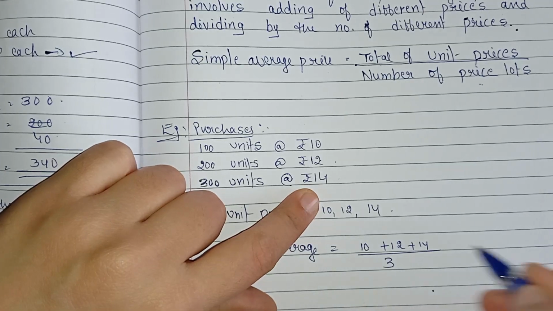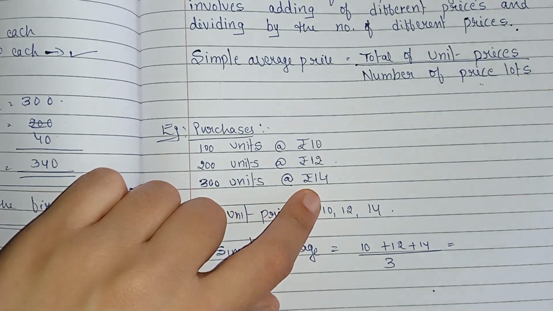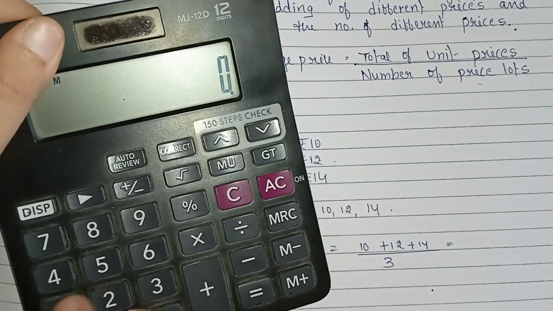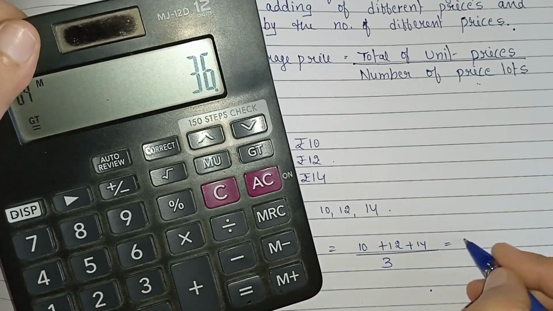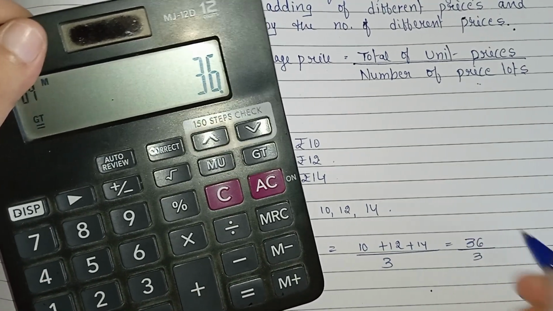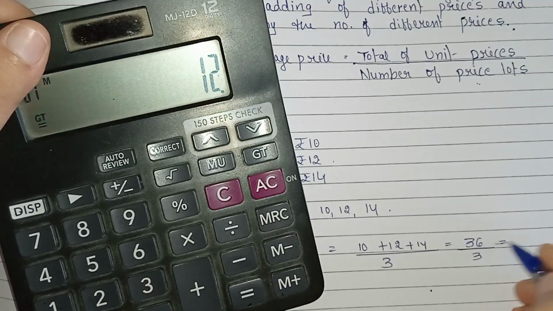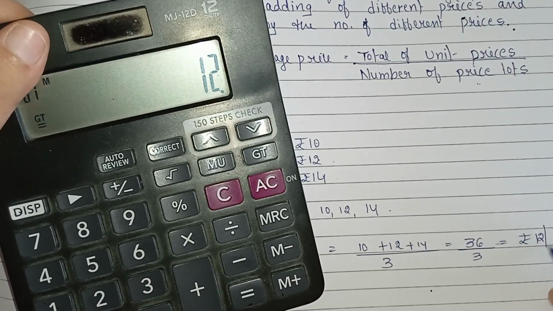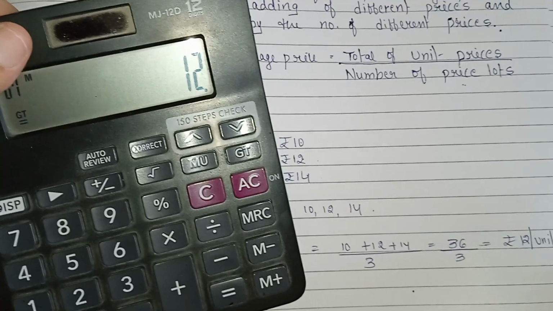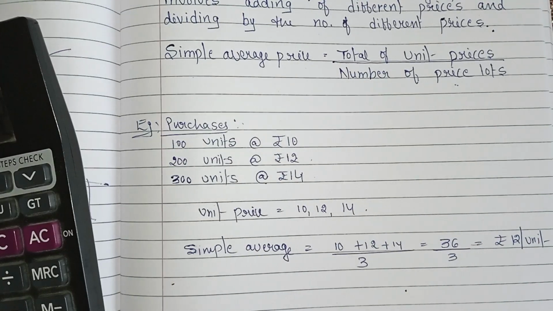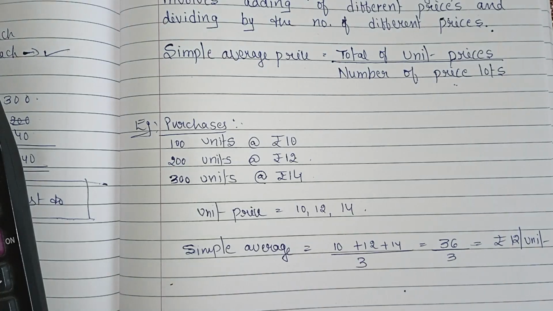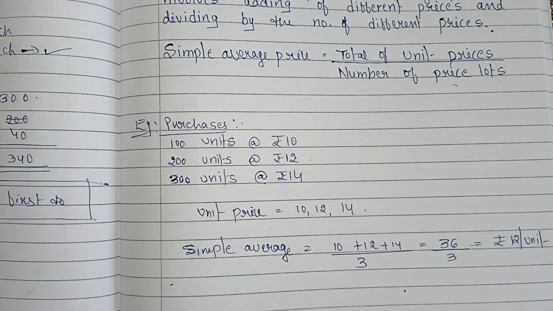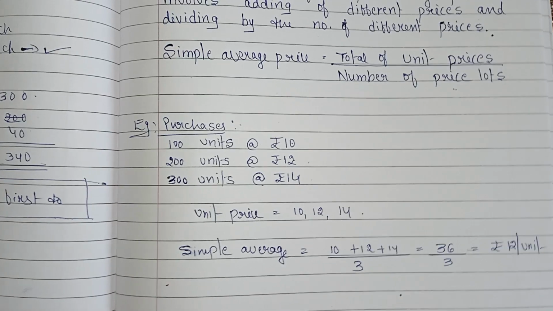Clear? So 3. Now we have to add the unit prices, that is 10 plus 12 plus 14, which equals 36, divided by 3. How much? That equals rupees 12 per unit. So all materials issued will be charged at rupees 12 per unit. Clear? In this way we will calculate the rates under simple average price method.